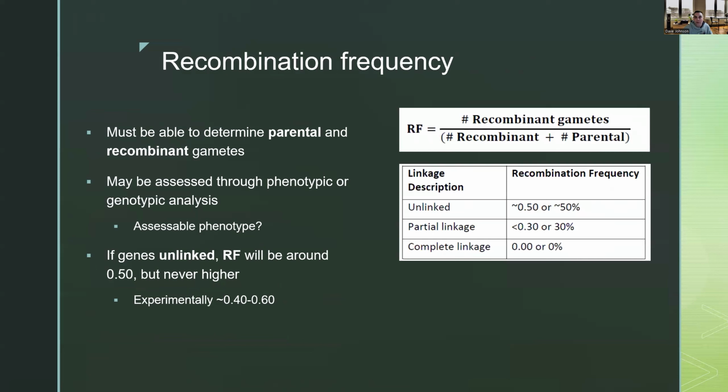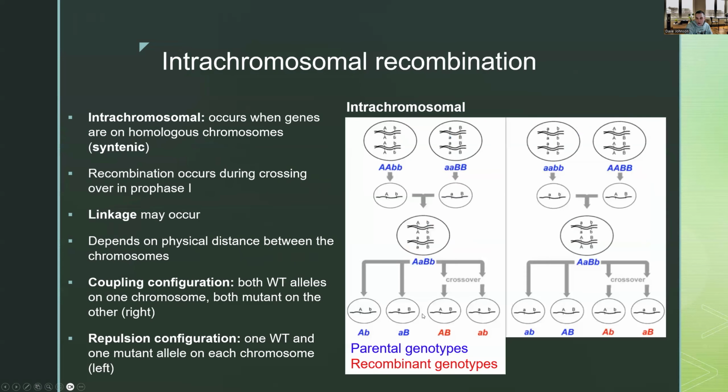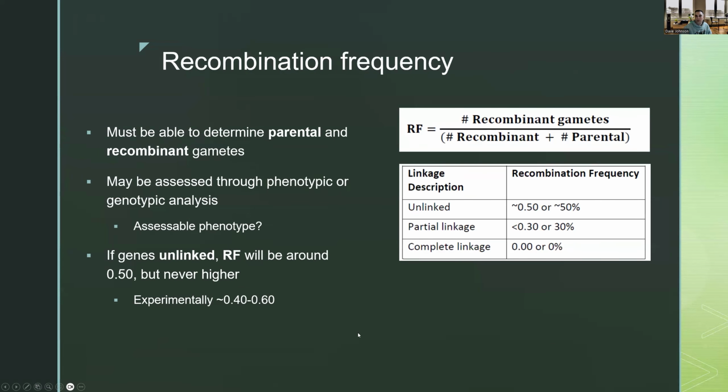Okay, so recombination frequency. I've talked about it. Let's discuss exactly what it is. Recombination frequency is the number of recombinant gametes divided by the number of recombinant plus the parental. So just to back up, there are two different recombinants over 2 plus 2. So if you get 50-50 right here, you end up with a recombination frequency of 0.5 or 50%. If you see that, you can say that those genes are unlinked.